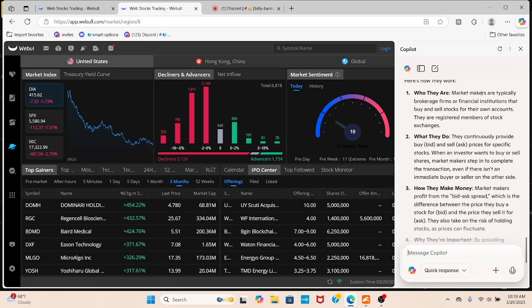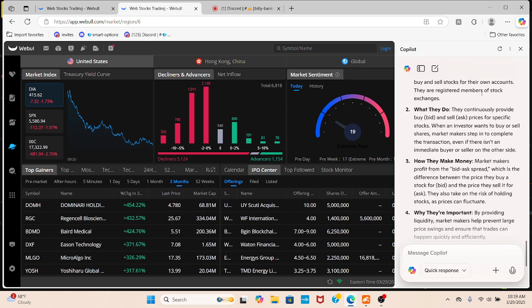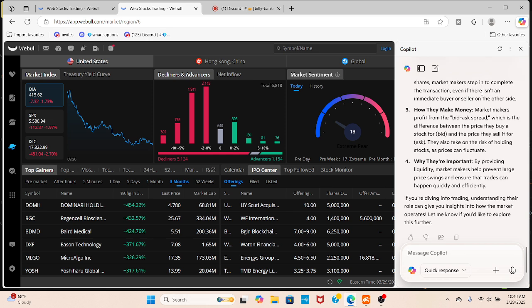So who are the market makers? They are typically brokerage firms and financial institutions that buy and sell stocks for their own accounts. They are registered members of stock exchanges. And what they do, they continuously provide buy and sell prices, or bid and ask, for specific stocks. When an investor wants to buy or sell shares, market makers step in to complete the transaction, even if there isn't an immediate buyer or seller on the other side.